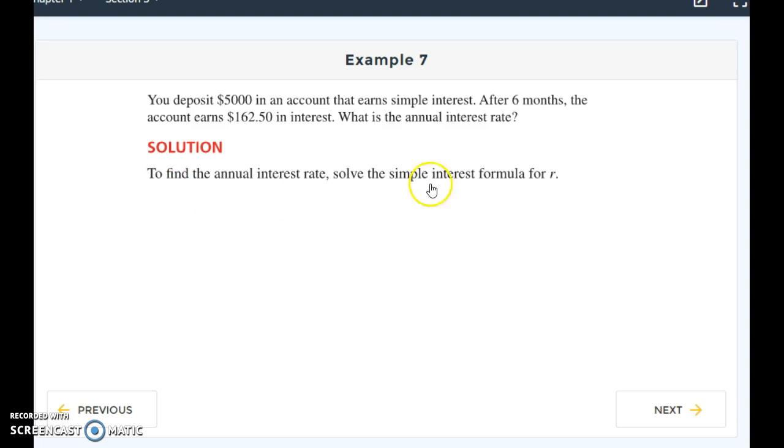So first I have to solve my interest formula for R. So here was my interest formula, I equals PRT, and I wanted to get R by itself. So I see that I'm multiplying by a couple of things, so I just go ahead and I divide by those two things. And that gets my R by itself.